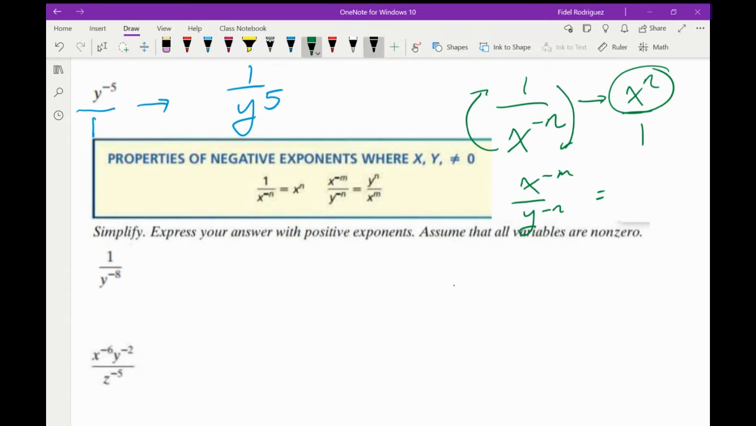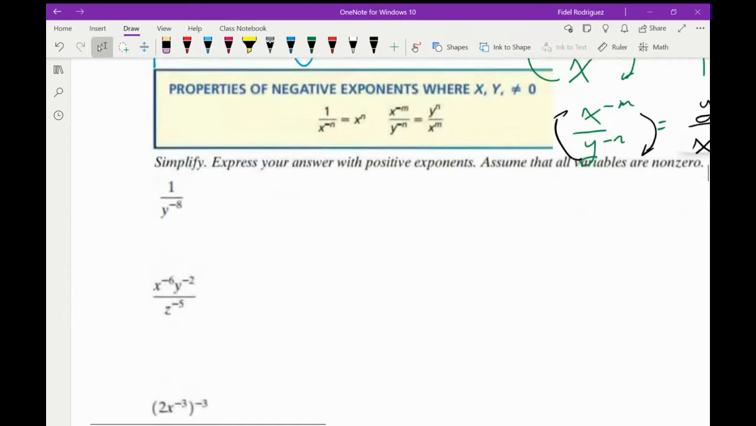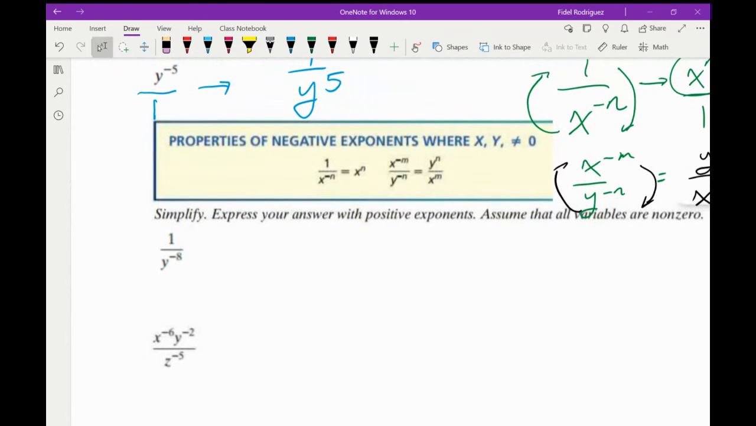And the same thing happens if I have a fraction where there's negatives in both places. If it's on the top or if it's on the bottom, I can flip that fraction, and the exponent from the bottom is going to move to the top. It'll be positive. And the one on the top, if it was negative, can move to the bottom, and it'll also become positive. Okay. So let me show you what I mean by that.